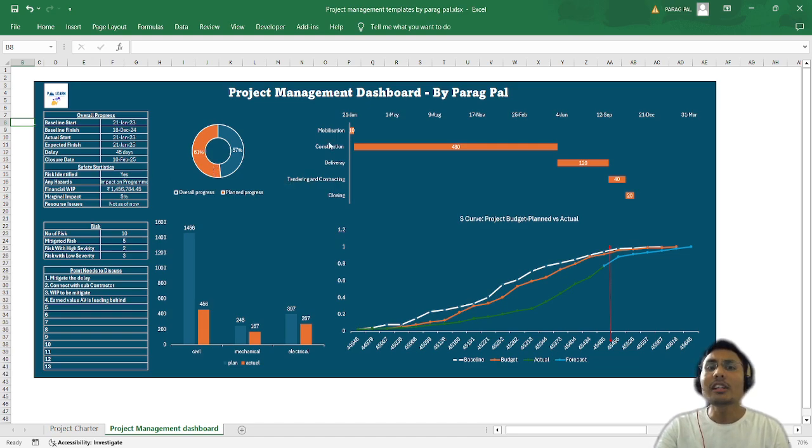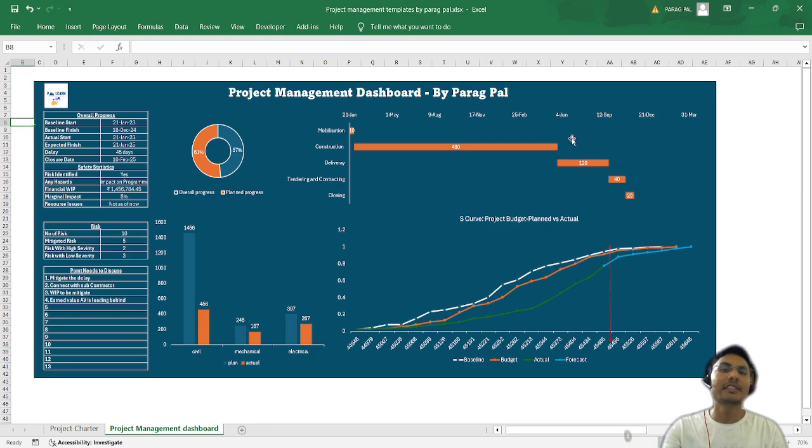What are the milestones? What are the tasks involved in my project review? During my project review I have considered mobilization, construction, delivery, tendering and contracting, and closing. So these are all the tasks which are involved. And soon I'm going to drop the percentage completion.